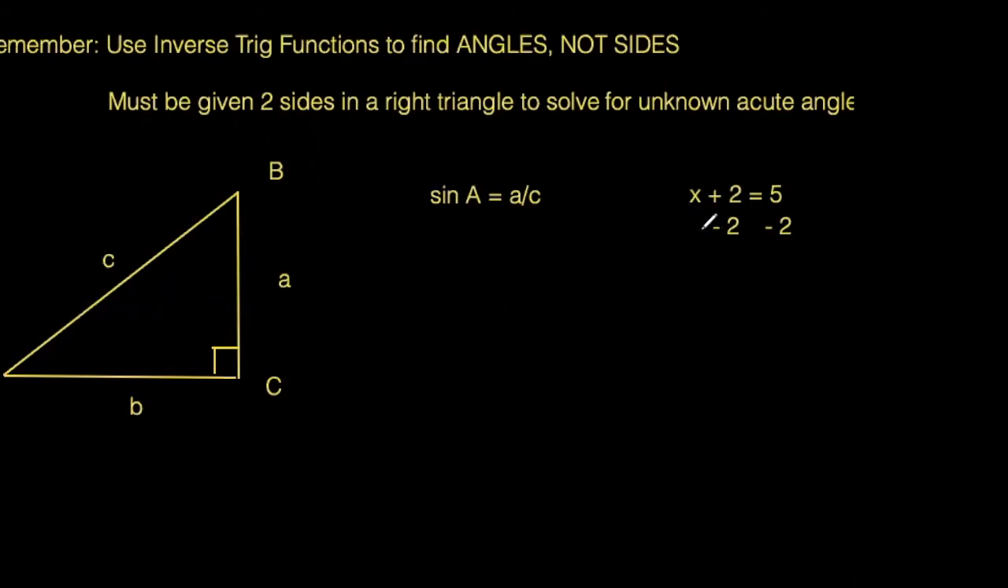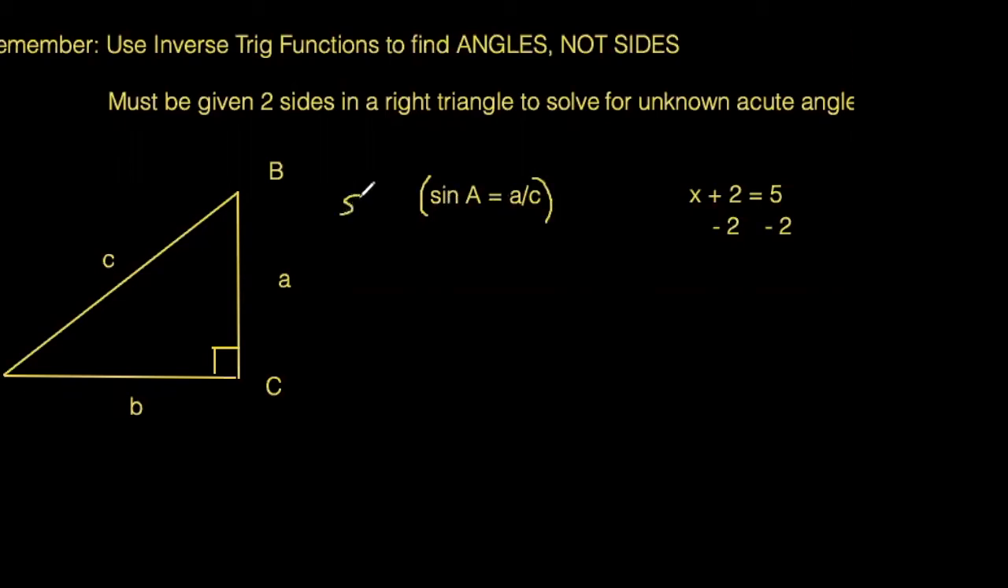Here's a good analogy. If we have the equation x plus 2 equals 5, we're trying to isolate x. What's the opposite of addition? Subtraction. So to get rid of this plus 2, we would subtract 2 from both sides, right? Because subtraction is the opposite of addition. So here, to get rid of the operation sine, what's the opposite operation of sine?